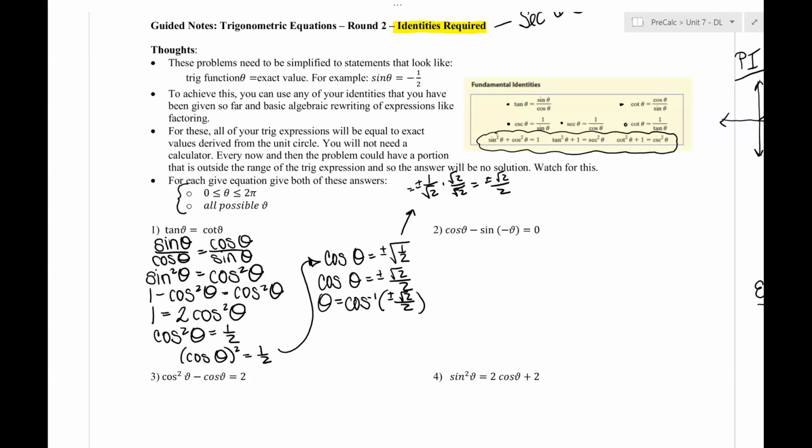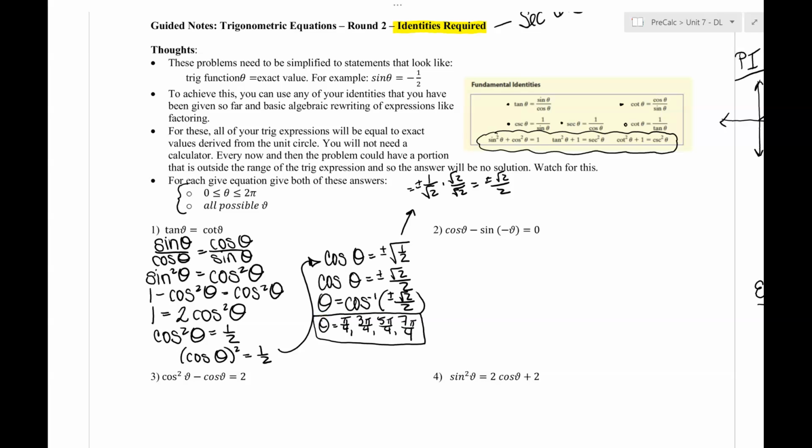Okay, we're supposed to give 2 answers. So the first thing I'm going to do is list them between 0 and 2 pi. Well, rad 2 over 2 for cosine is a 45-degree angle. My interval is in radians, so I'm going to give my answer in radians. Let's stay consistent. So theta equals pi over 4, 3 pi over 4, 5 pi over 4, and 7 pi over 4. Okay, so that's the first type of answer.